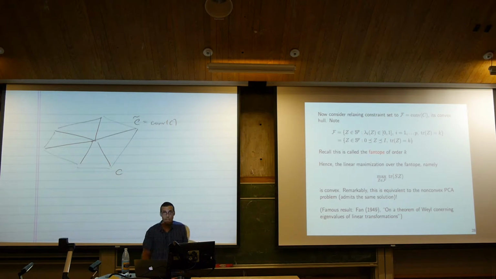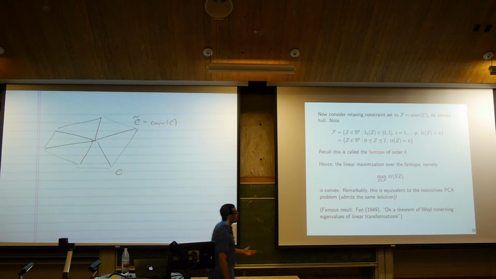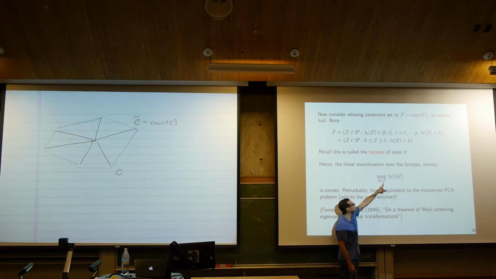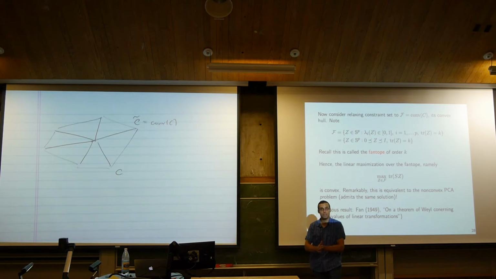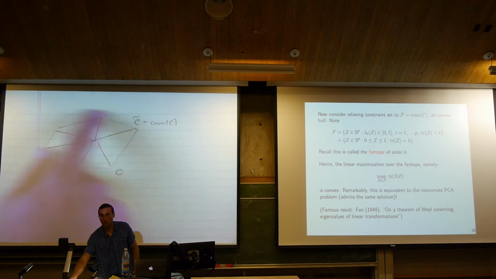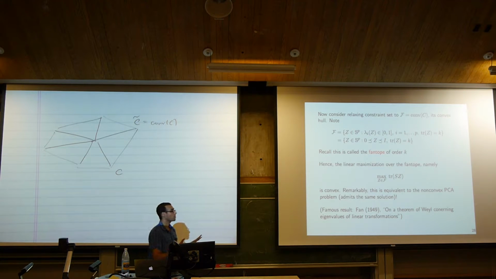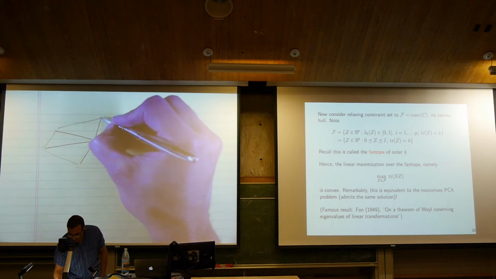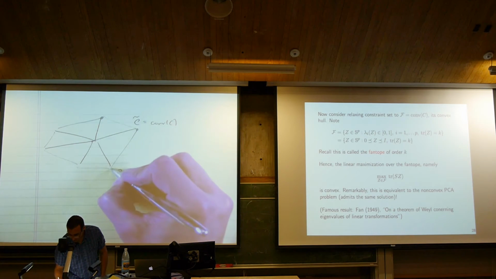And remarkably, and this is what I think people don't really revisit when we teach PCA, this is completely equivalent to PCA. Even though we've relaxed the constraint set from projection matrices to matrices in this bigger polyhedron, the solutions to those two problems are exactly the same. It's because of this very famous and elegant result from Fan in 1949, he proves that the solutions always have to lie at the extreme points.